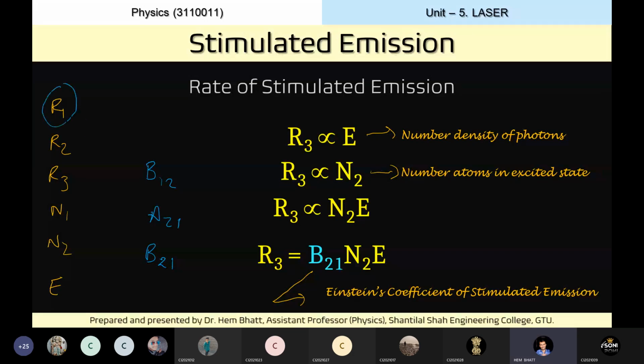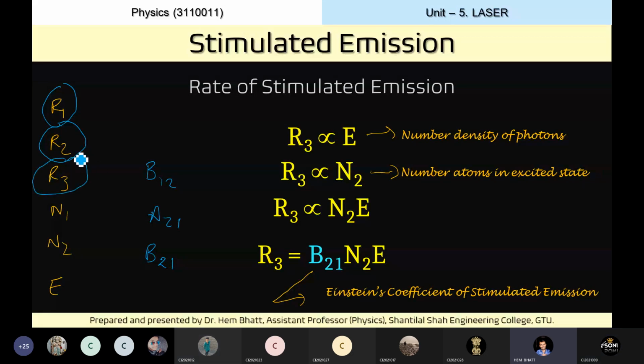What is R1? Stimulated absorption. આખું બોલો. Einstein coefficient નહીં, R1 આઇન્સ્ટાઈન નો કોએફિશિયન્ટ નથી. What is R1? It is rate. Rate of stimulated absorption. Very good. What is R2? Rate of spontaneous emission.